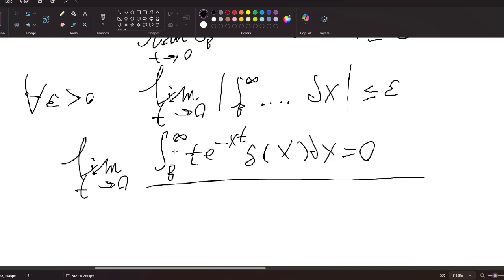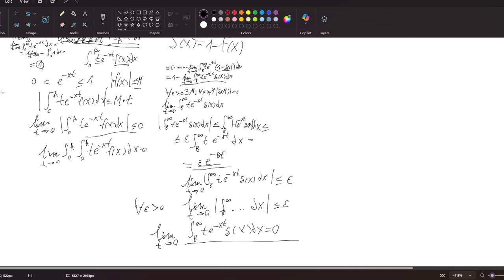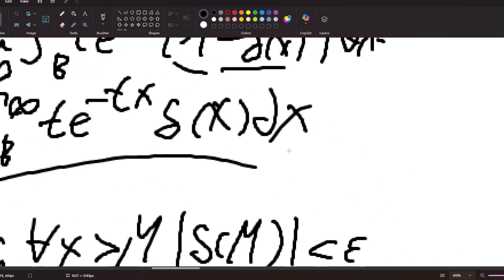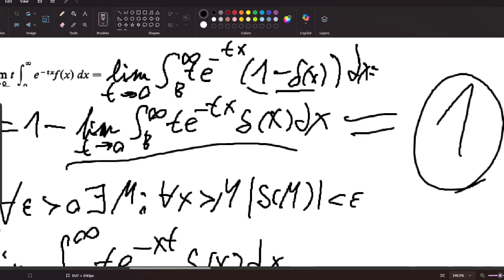So now that we have shown that this limit is equal to 0, we can backtrace here, and this part over here is going to be equal to 1. So I have solved the problem.